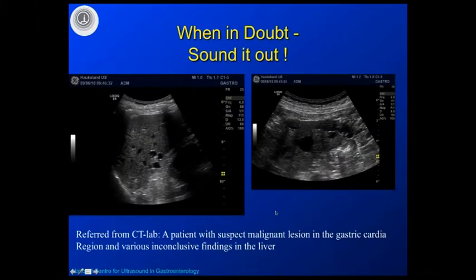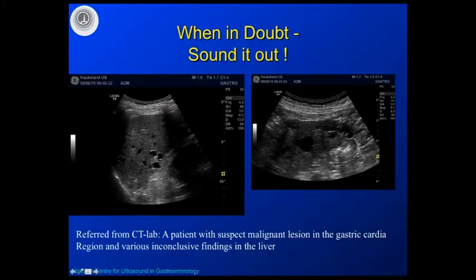So I would like to draw to a conclusion soon. When you are in doubt as a doctor, use ultrasound to sound it out. And this was also another patient referred from the CT lab. The patient had a suspect malignant lesion in the gastric cardia found by endoscopy, and the CT was not conclusive, but they found numerous lesions of the liver, and the patient was referred for clarification with contrast-enhanced ultrasound.